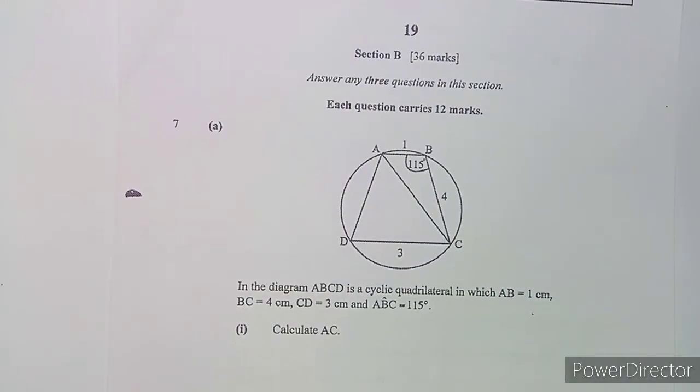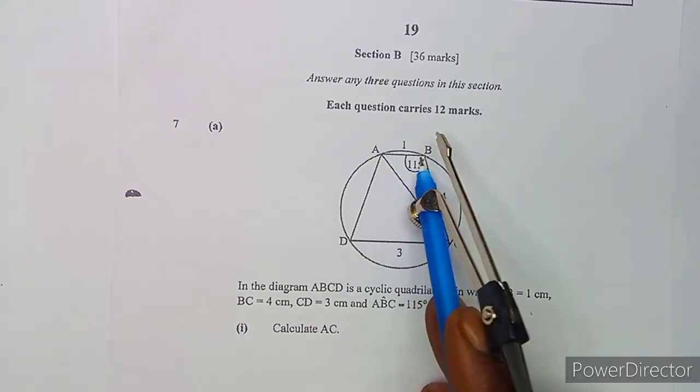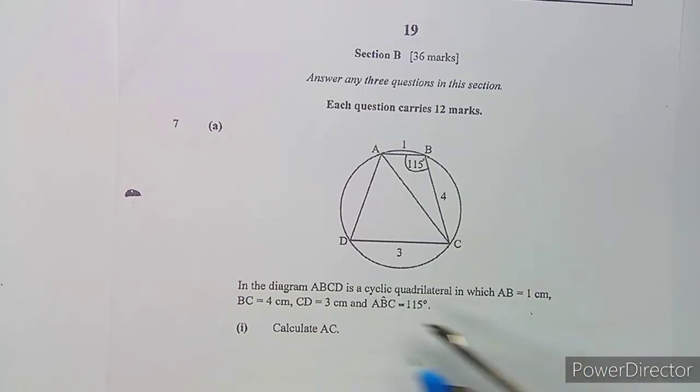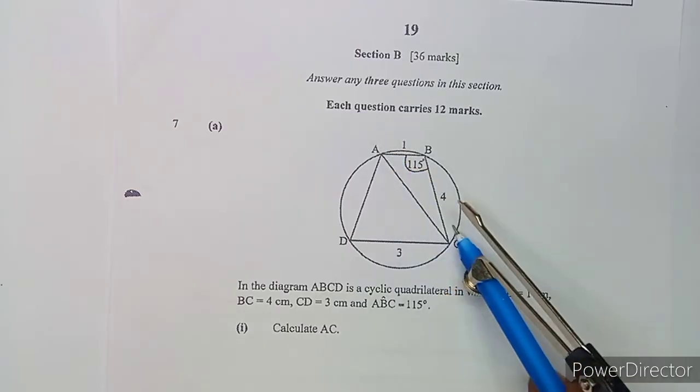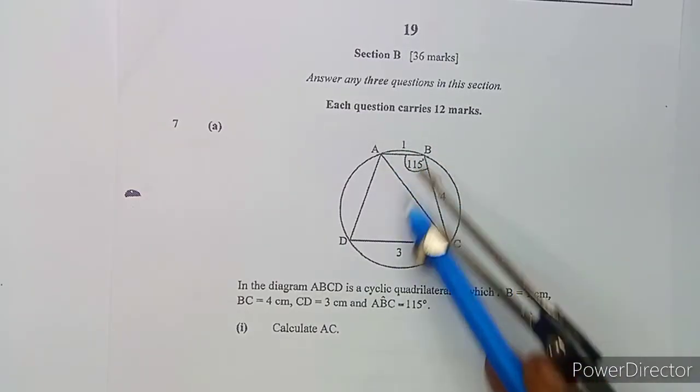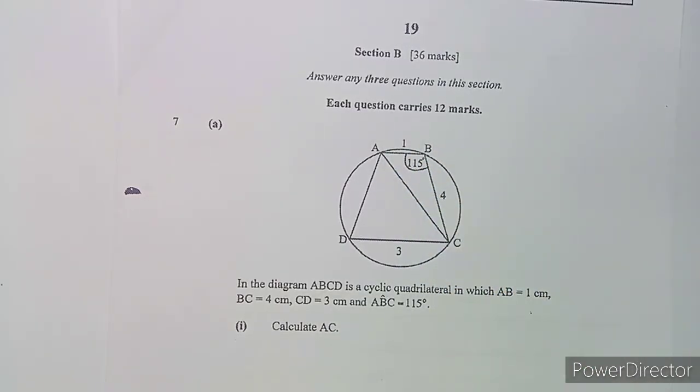Okay, let's see on number 7 what you're given. We are now having information in the diagram: ABCD is a cyclic quadrilateral in which AB is 1 centimeter. So AB, that is the length here from A to B, it's 1 centimeter. Okay, calculate AC. So this is actually a triangle. As you can see, it's a non-right angle triangle. So let me just put it this way.